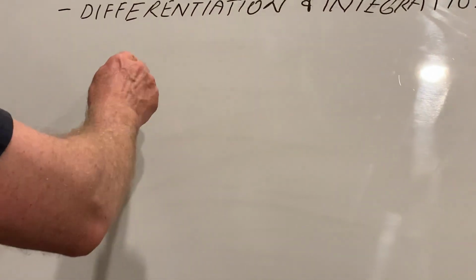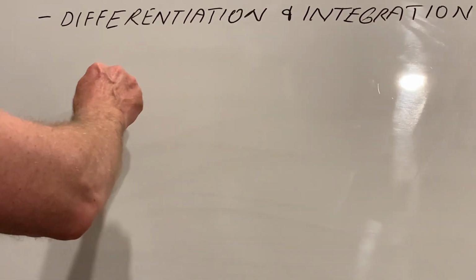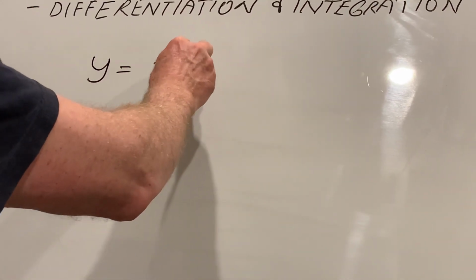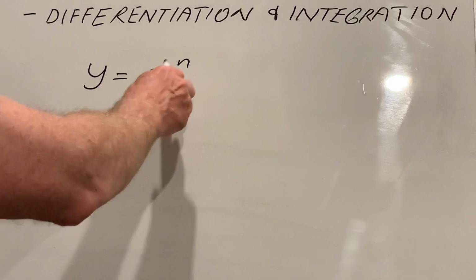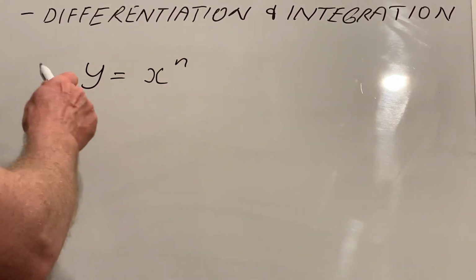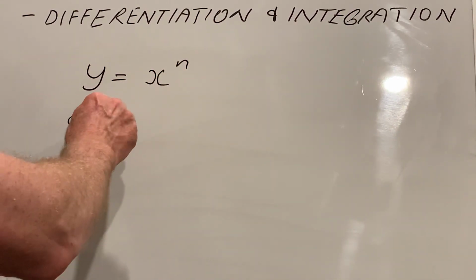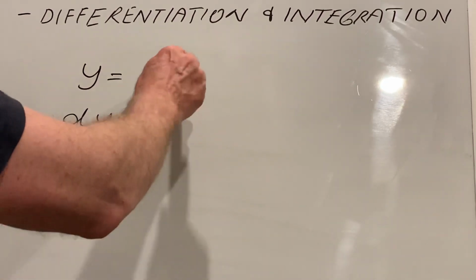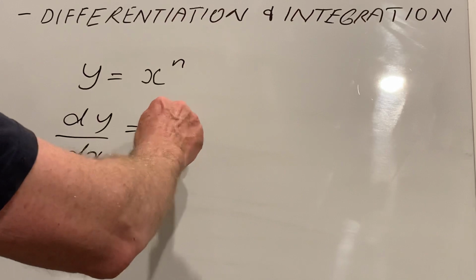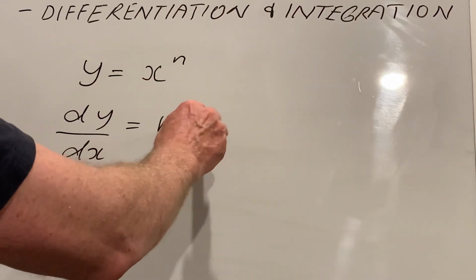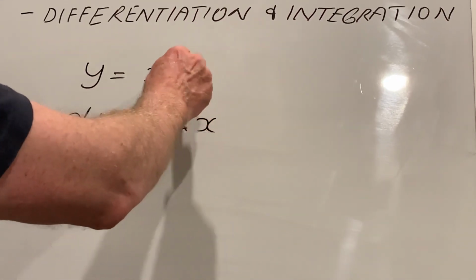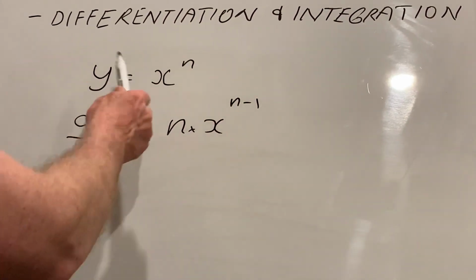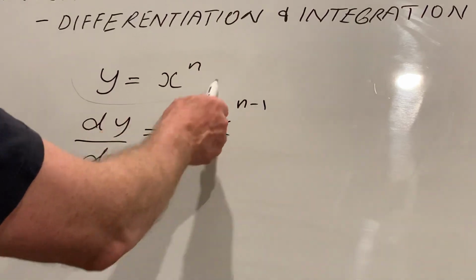Differentiation is like this. y equals x to the n, x to the power n. So the differential, or as we sometimes call it, dy/dx, equals n times x to the power n minus 1. You take 1 off the n. That's the differentiation of that equation.